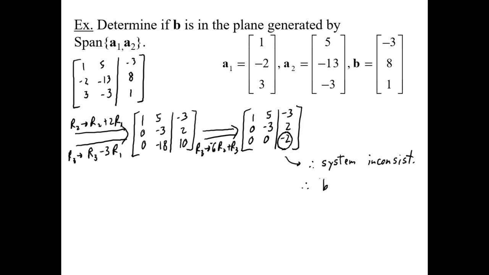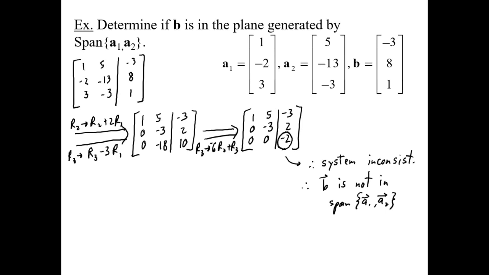Therefore, B is not in the span of A1 and A2. There we go. So there is no way to find a linear combination of A1 and A2 and have the result be B. Cool.